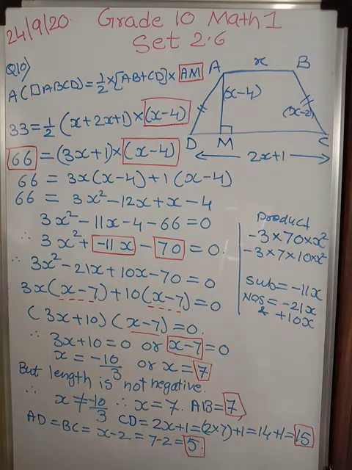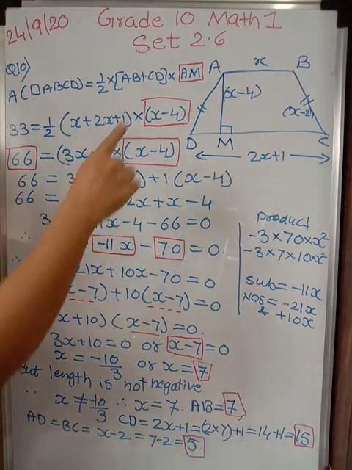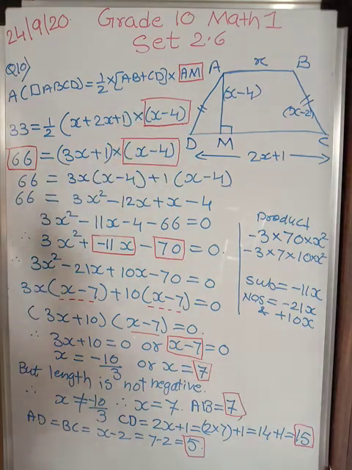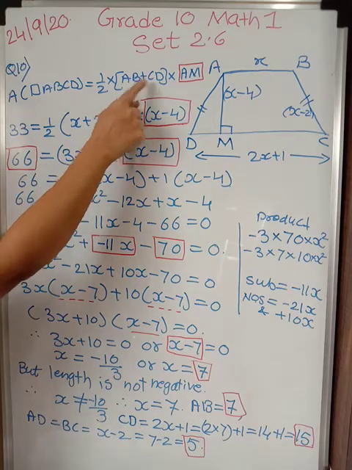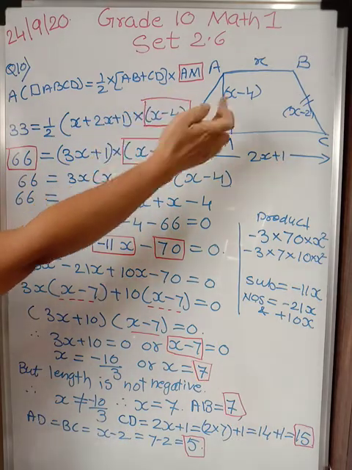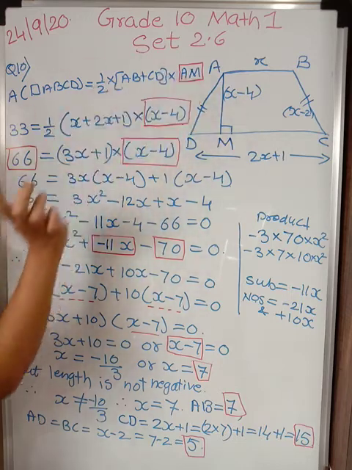Now look at the 10th problem. You know ABCD is a trapezium and its area is given as 33. What is the area of a trapezium? Half into sum of parallel sides into height. So height is given as AM, so I have written here AM.